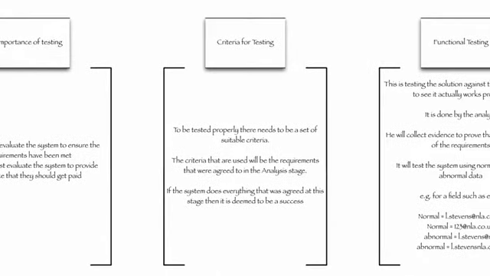So where does the criteria for testing come from? To be tested properly, there needs to be a set of suitable criteria. Now think back to what we did in the analysis stage. We came up with a list of requirements that were agreed by both parties. Agreed by the client and agreed by the analyst. So therefore, if everything that is described in the requirements is completed or has been done in the final solution, and we can prove this in testing, then we know that the criteria have been met, and then we know that the system is a success, and that is what both parties will be looking towards.